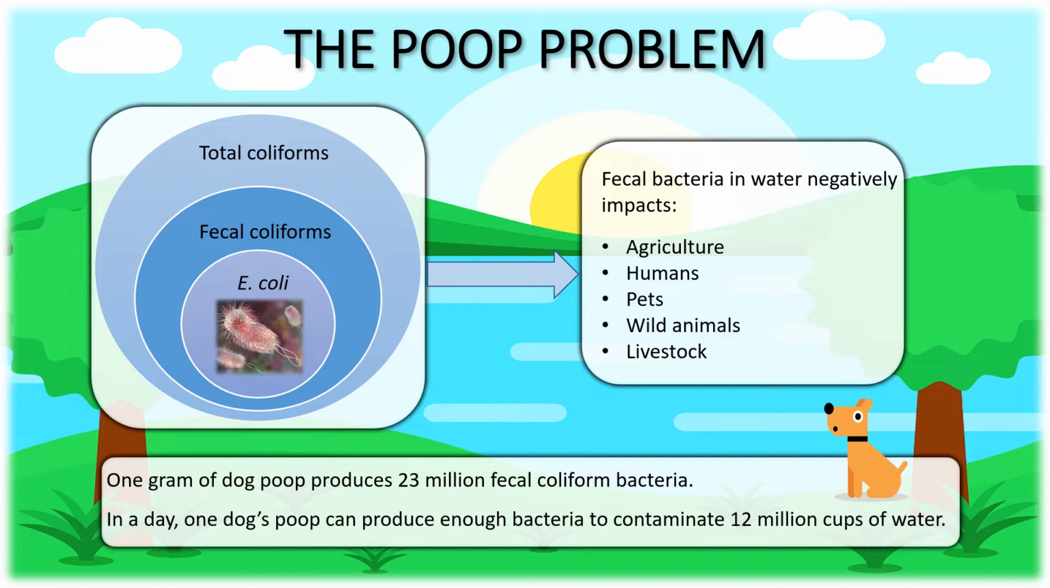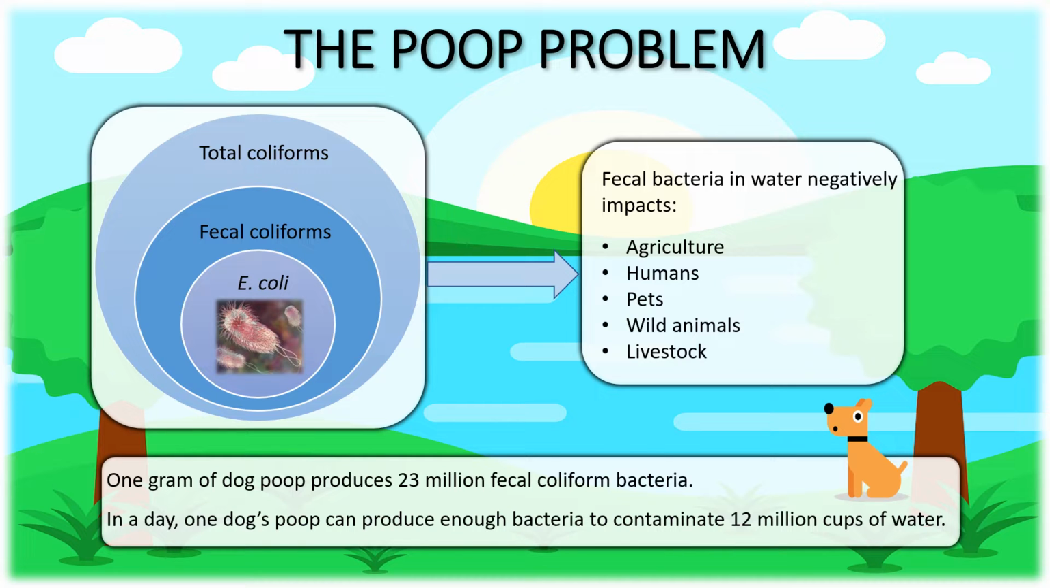So to start, you might be wondering, what is the issue with poop in the environment? Well, the poop problem is caused by the presence of harmful bacteria and other microorganisms, such as viruses, that are produced within human and animal waste. There are three related bacterial parameters that are used to determine if microorganisms from human and animal feces are present in the environment. The broadest bacterial parameter is total coliforms.